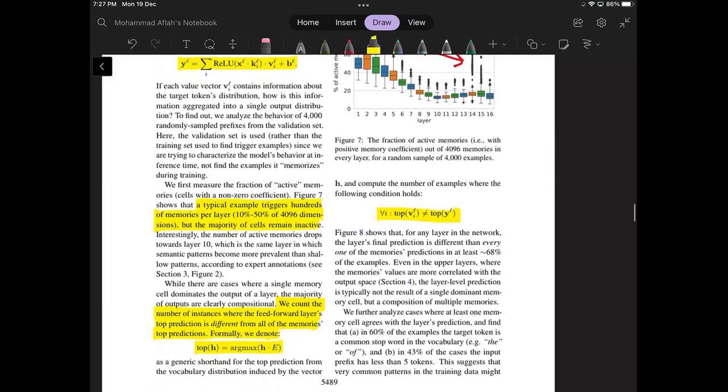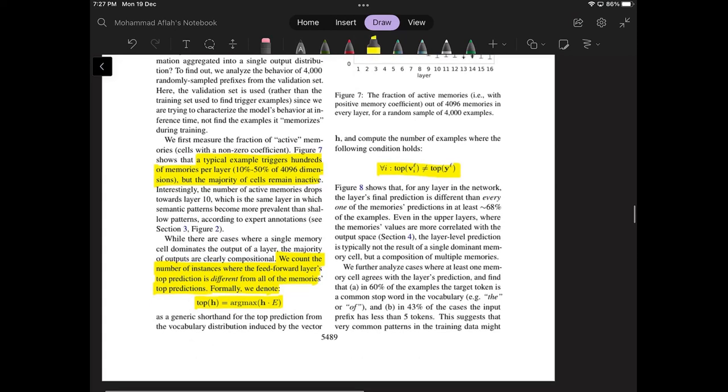Figure 8 shows that for any layer in the network, the layer's final prediction is different from every one of its memory predictions in at least 68% of the examples. Even in the upper layers, where the memory values are more correlated with the output, the layer-level prediction is typically not the result of a single dominant memory cell but a composition of many memories. So they're saying that you cannot just use one key, which is one memory, that is more polarizing towards the output, but you're getting some output based on everything.